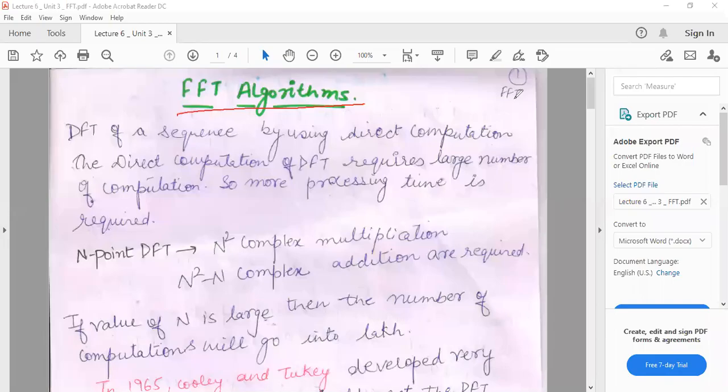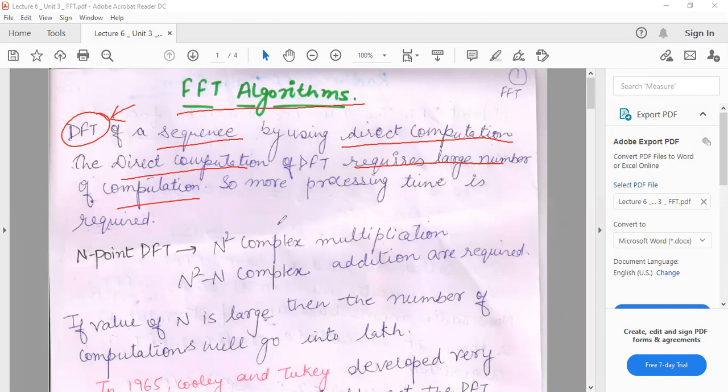So, dear students, today we will discuss the basics of the FFT algorithms. Now, in DFT algorithms, DFT stands for discrete Fourier transform, as we have already discussed. The DFT of any particular sequence is done through direct computation. So in direct computation, what is the limitation? The limitation is that it requires a large number of computations, a large number of iterations basically.